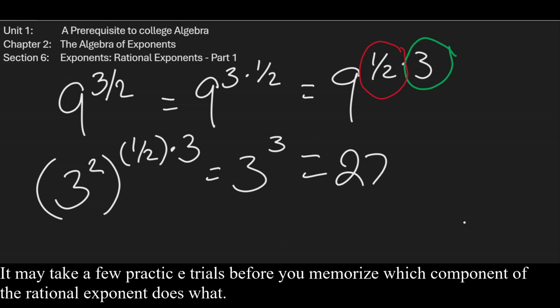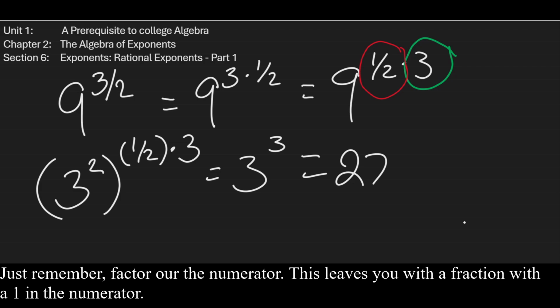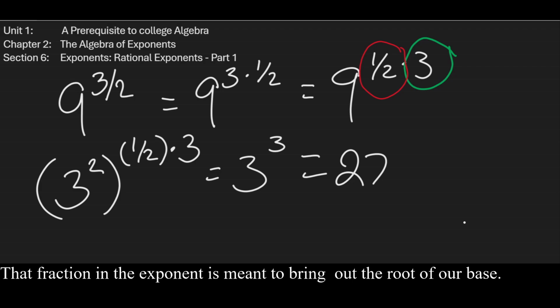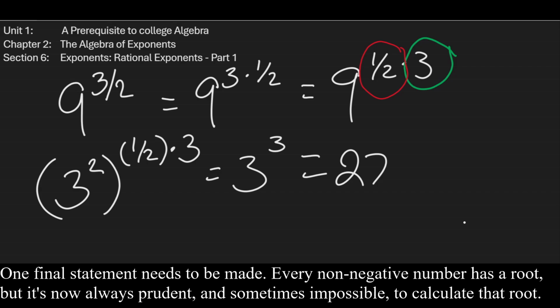It may take a few practice trials before you memorize which component of the rational exponent does what. Just remember, factor out the numerator. This leaves you with a fraction with a 1 in the numerator. That fraction in the exponent is meant to bring out the root of our base. One final statement needs to be made.